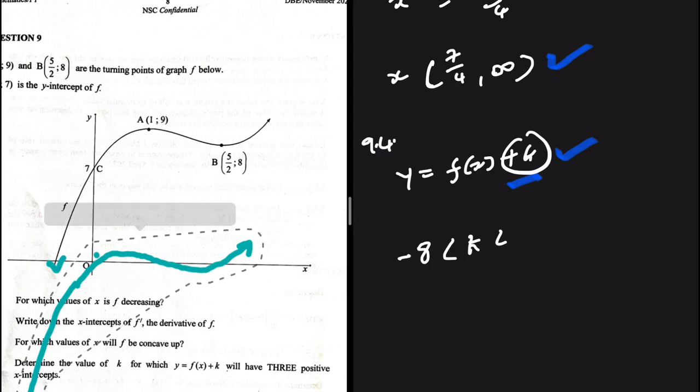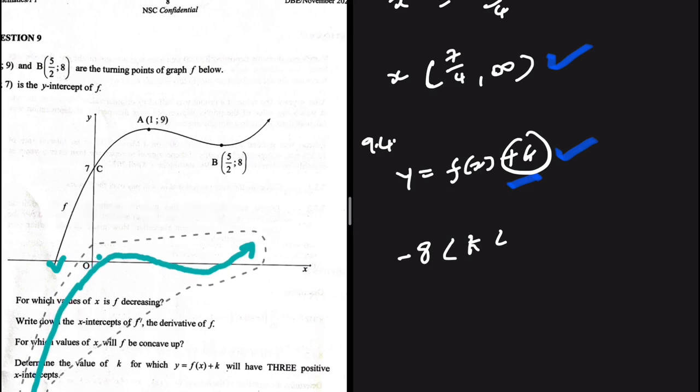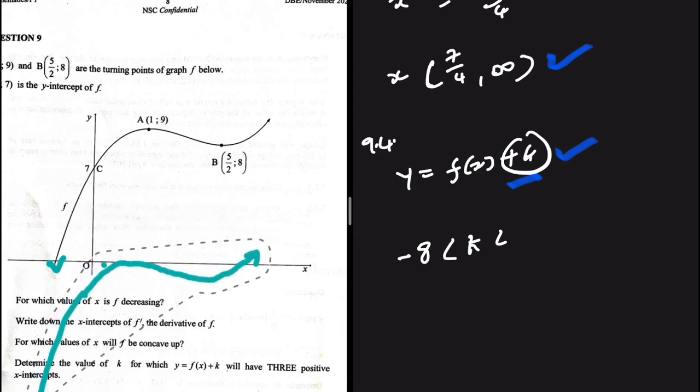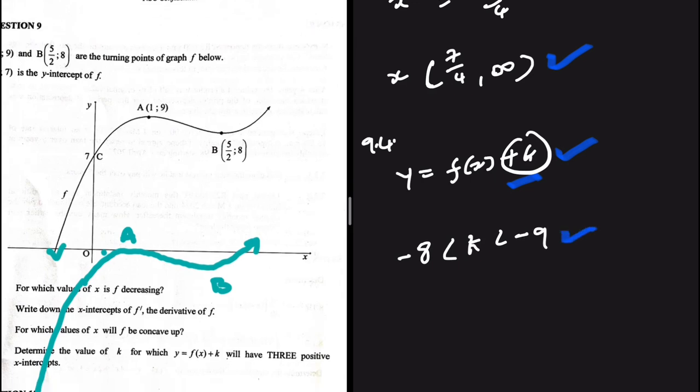So let's say we keep going down, and the y value at a touches the x-axis, because we would have a here, right? And we would have b here. So you can see that when that y value at a touches the x-axis, we have a problem. We no longer have 3 positive. So we need k to be greater than minus 8, but we need k to be less than minus 9. If these two conditions are satisfied, then we're going to have 3 positive x-intercepts.